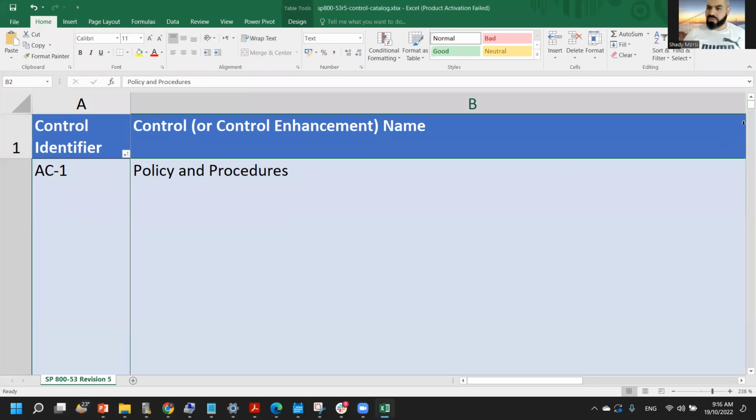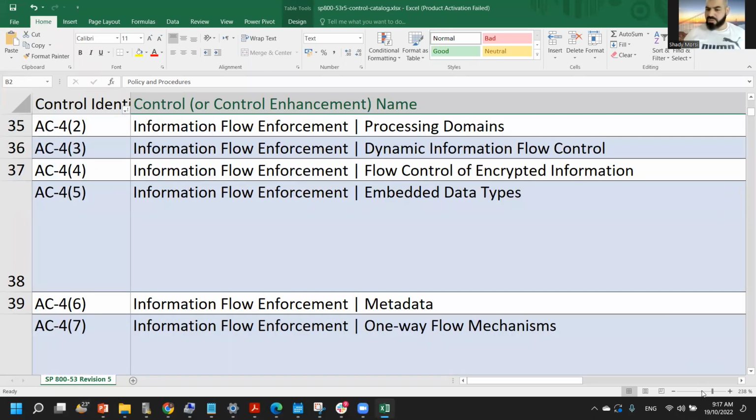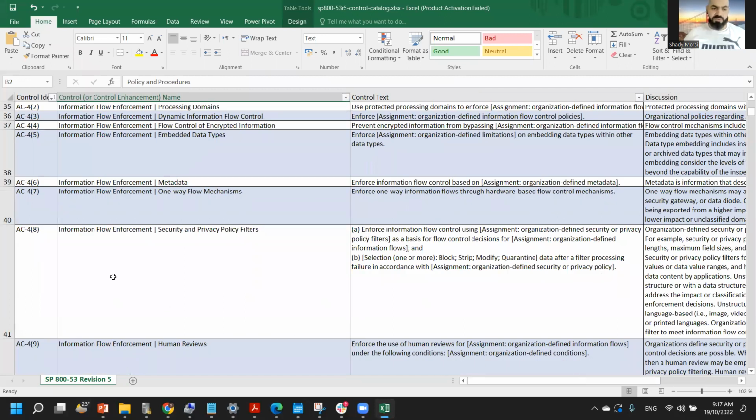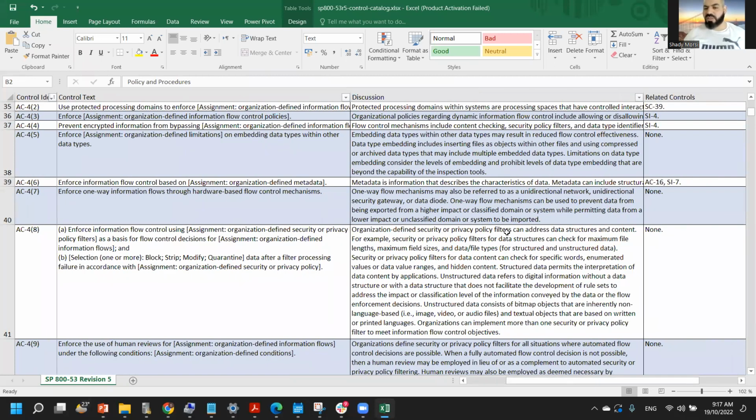Policy and procedures. Okay, this is the first one. Okay, information flow enforcement, security and privacy. Enforce information flow using assignment organization-defined security or privacy policy filter as basis of flow control decision assignments. Okay, so it will say here, organization-defined security or privacy filter can address data infrastructure and content, for example, to filter data structure. So this is the one that talks about firewall, but I don't know why it's not clearly saying the firewall here.